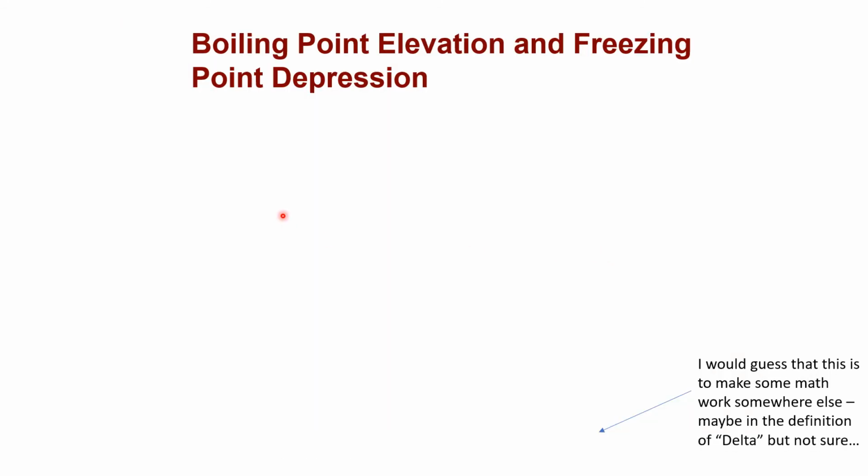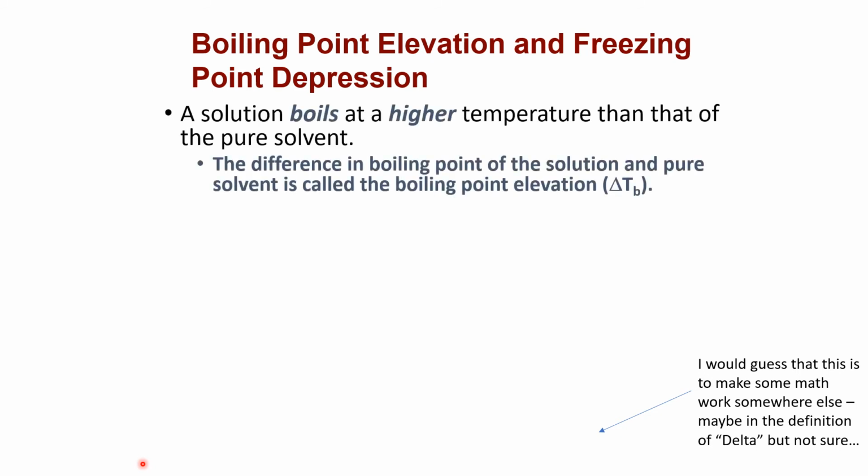Okay, so boiling point elevation, freezing point depression. Of course, we're going to math these things. We're going to play with them in experiments. A solution boils at a higher temperature than it would if it were pure solvent with no solute in it. So we're going to call the difference in the boiling point the delta T of B, delta T sub B.